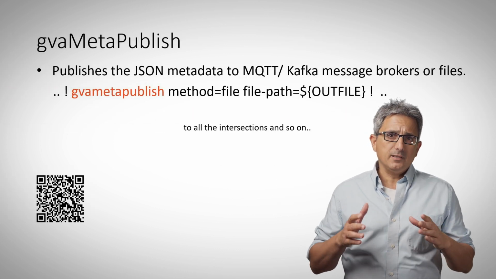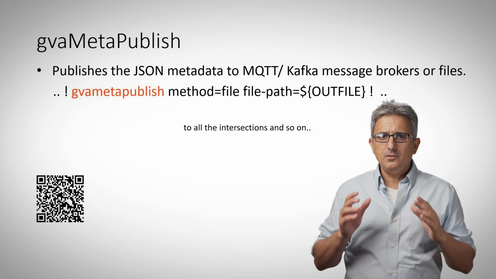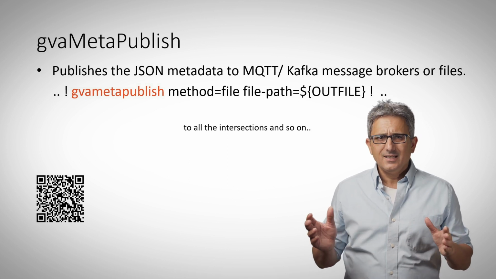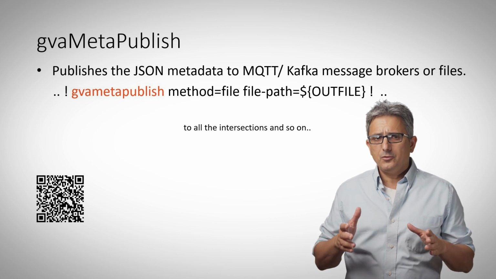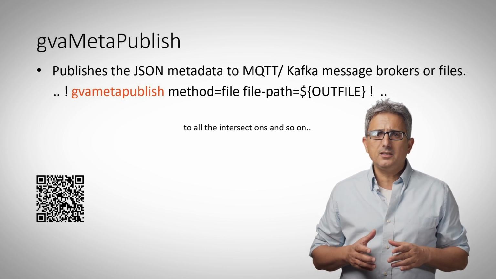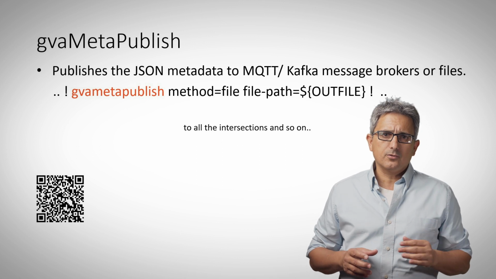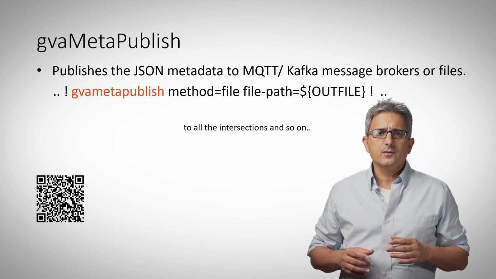GVA meta publish is your way to communicate the metadata to others. It can use MQTT or Kafka protocols for doing that. I will talk about MQTT, but you can read about the other protocol in the documentation using the QR code.